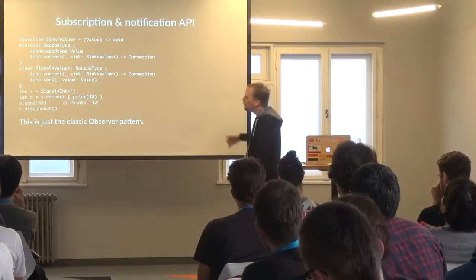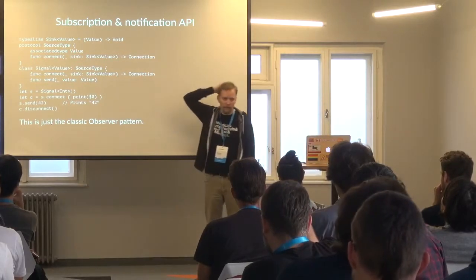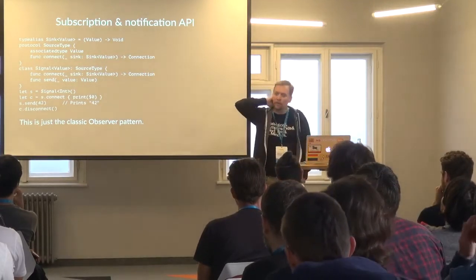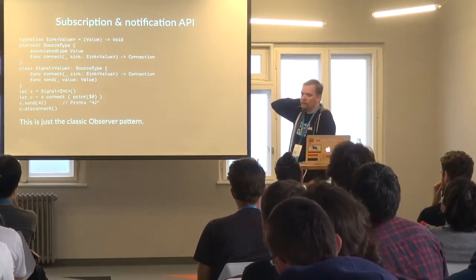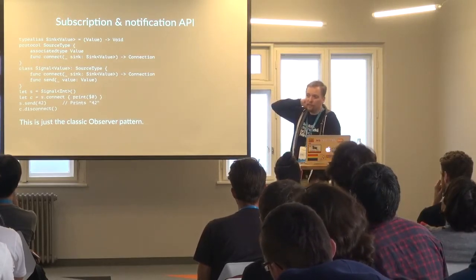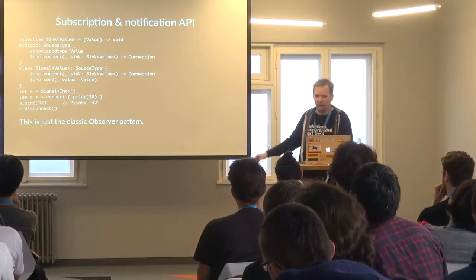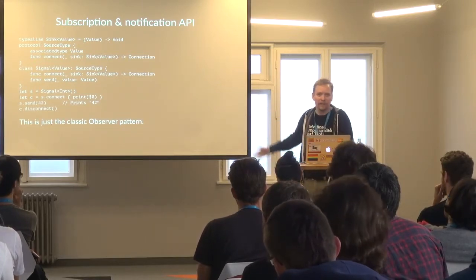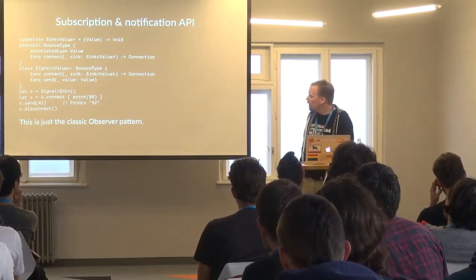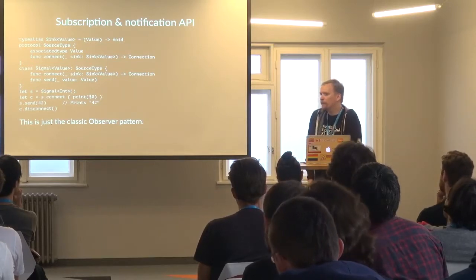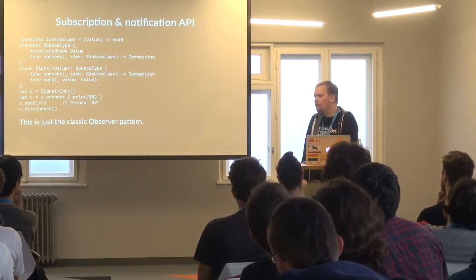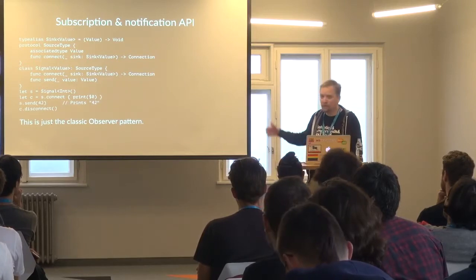I have a concrete implementation of this in Signal, which is a source that also contains a send method, using which we can send values to subscribed things. Very simple. You can get, I think, hundreds of implementations of this on GitHub. If you look into the heart of every reactive framework, you will find at least one implementation of this. So this is really simple.